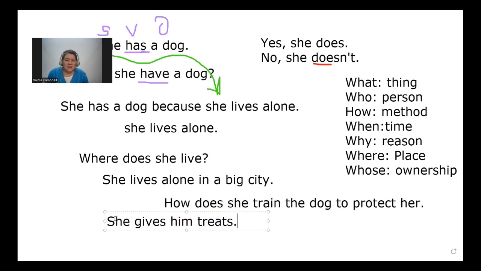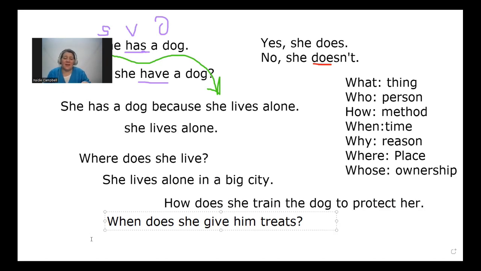Let's first make this a yes/no question. We do that by taking off this S. Does she give him treats? Now it's a question. And I want to know when she gives him treats. What time does she give him treats? So I'm going to say when. When does she give him treats? Notice my intonation. When does she give him treats?